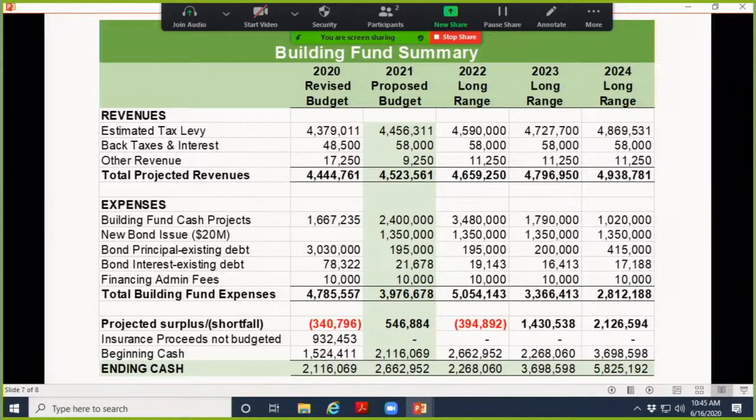Okay. The one thing I did want to point out, because Gerald brought it up in the building committee this morning, we talked about the insurance proceeds, and this is where you'll see that we're projecting a net deficit, revenue versus expense, in 2020 because of all the projects that were carried forward. But we do have these insurance proceeds in the building fund that add to our beginning cash, so we're projecting ending cash in the building fund of $2 million.